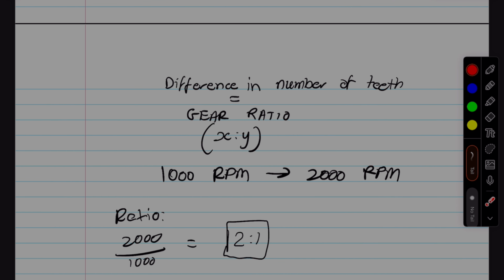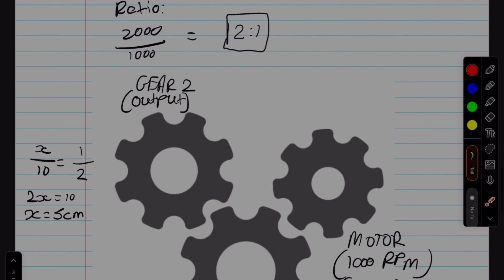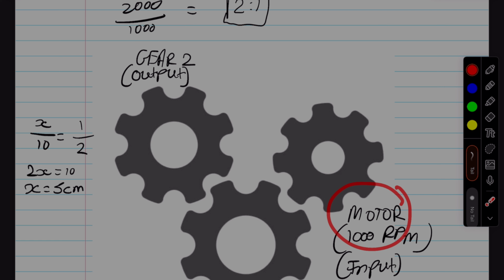Different gears generally have different number of teeth. The difference in the number of teeth between two or more gears is known as the gear ratio. In the case of our mixer grinder, we need to translate 1000 rotations per minute into 2000 rotations per minute. So, our gear ratio will be 2000 upon 1000, which gives us 2:1. This means for every one rotation of the motor, this output gear will rotate twice.